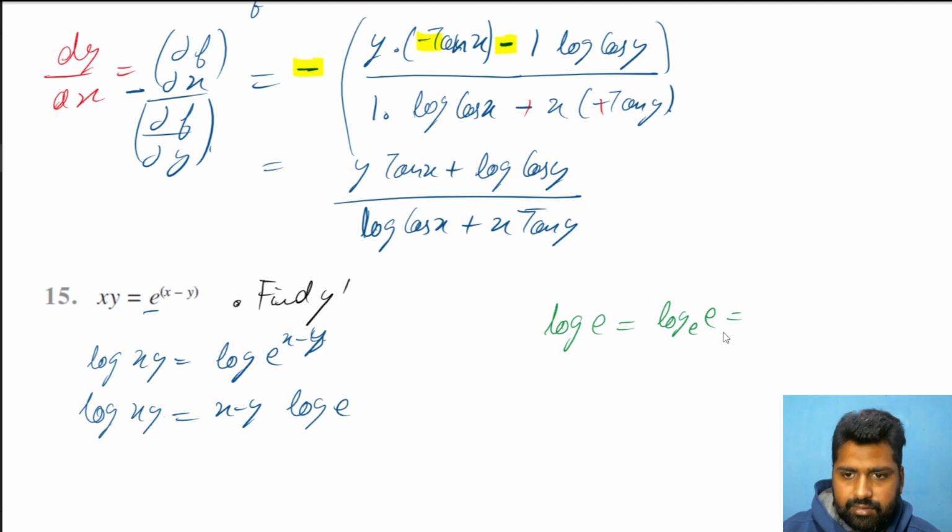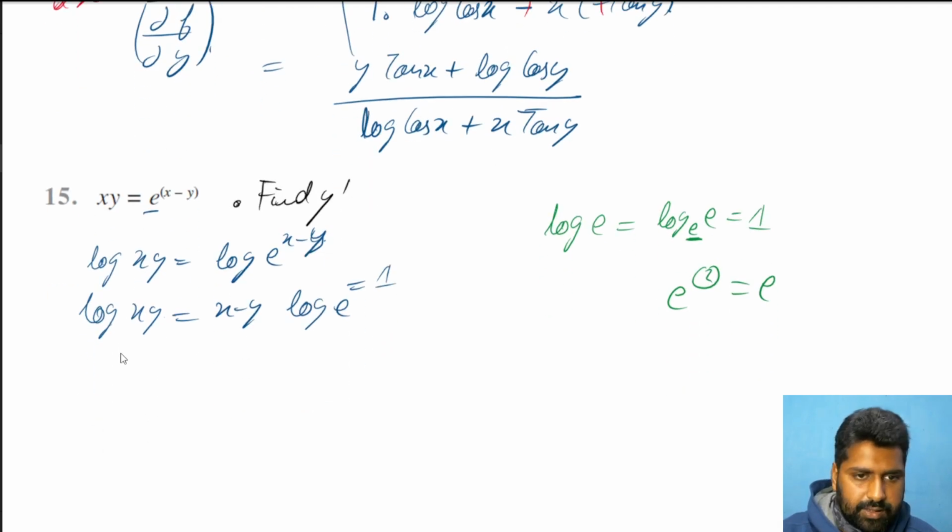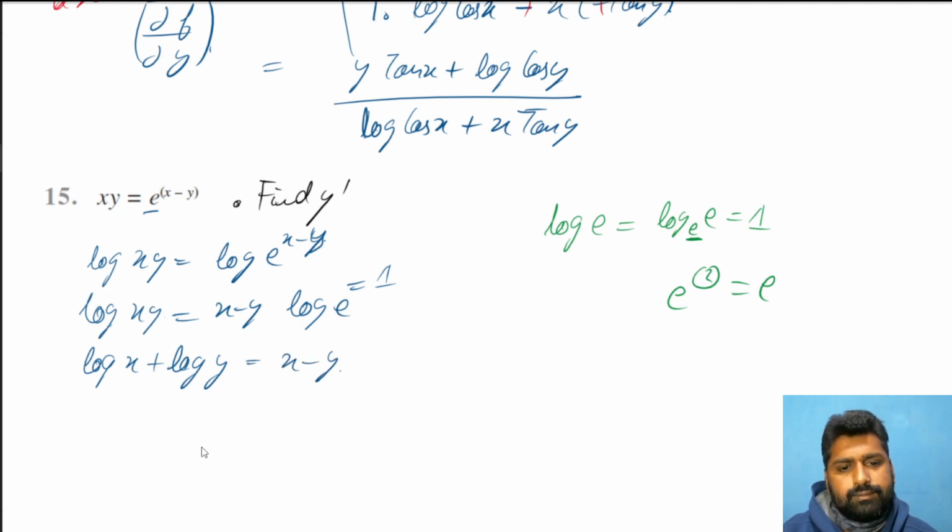Now how do we get the value of this? What should be the power of e so that we get e? So e raised to power something is e. What should be that something? That's 1. So log e, remember that log e is 1. So basically log xy is x minus y. We can use the property of multiplication also. Log ab is log a plus log b. So we split the multiplication into addition of logs, equal to x minus y.